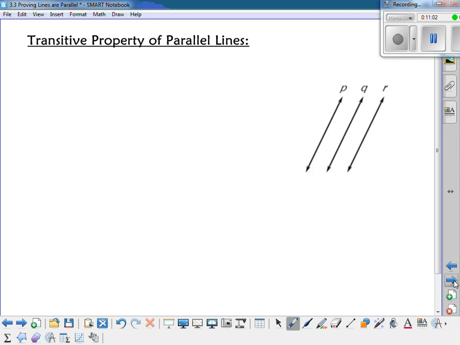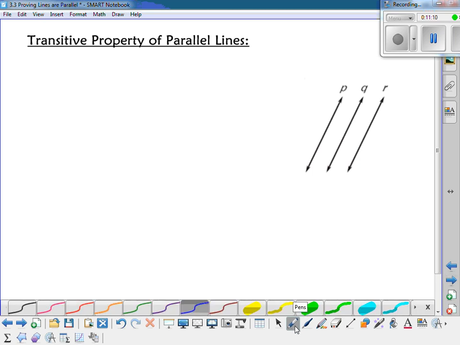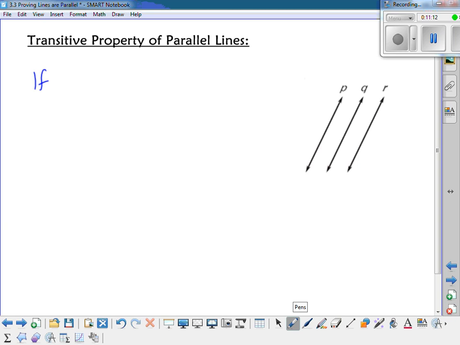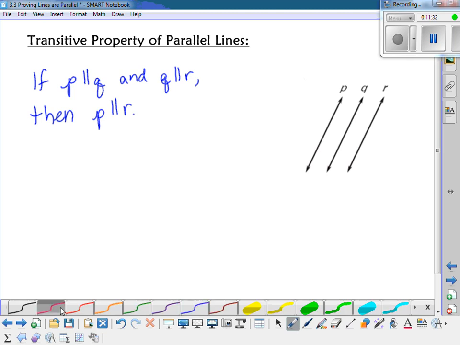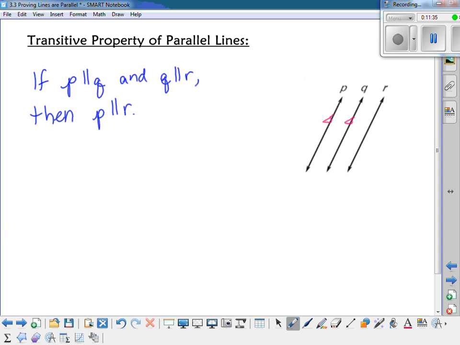Okay, and then the very last thing that we're going to cover in this lesson is the transitive property of parallel lines. If line P is parallel to line Q, and line Q is parallel to line R, then line P is parallel to line R. So P is parallel to Q, Q is parallel to R, therefore P is parallel to R.